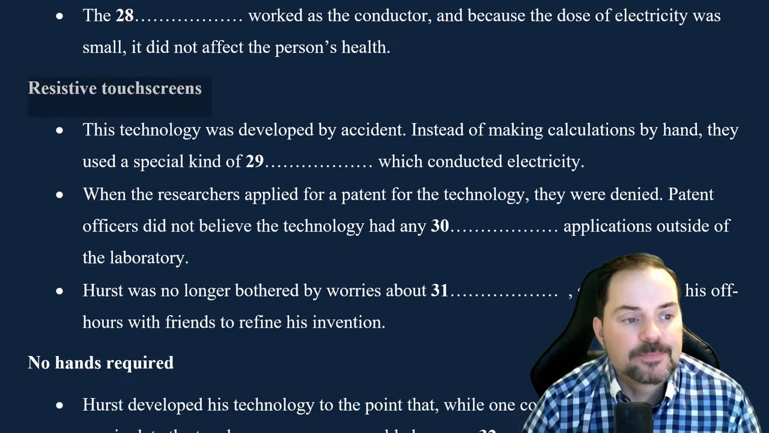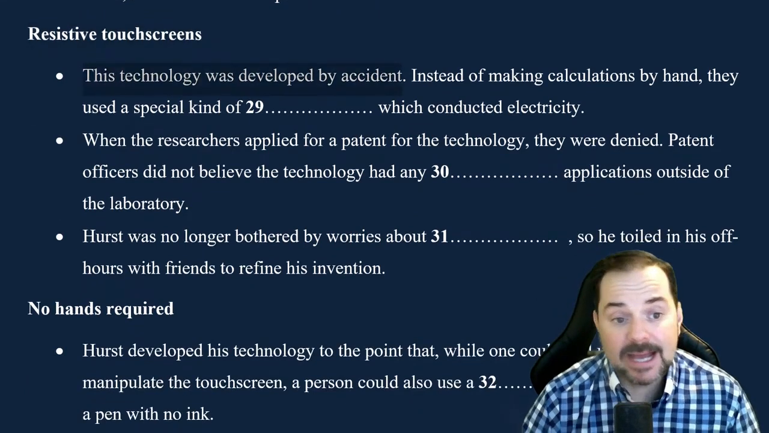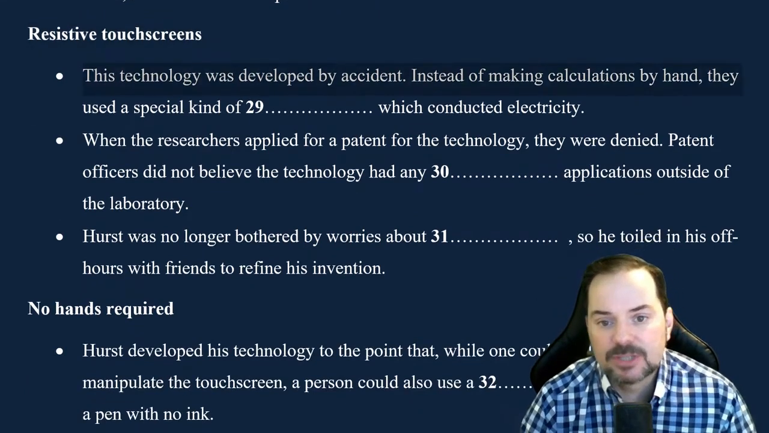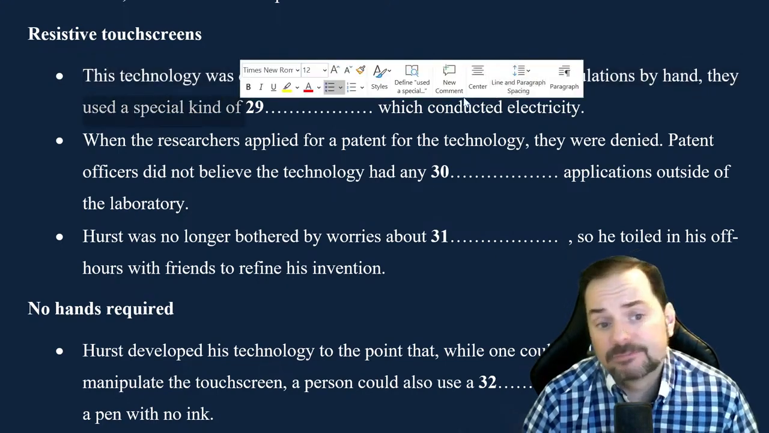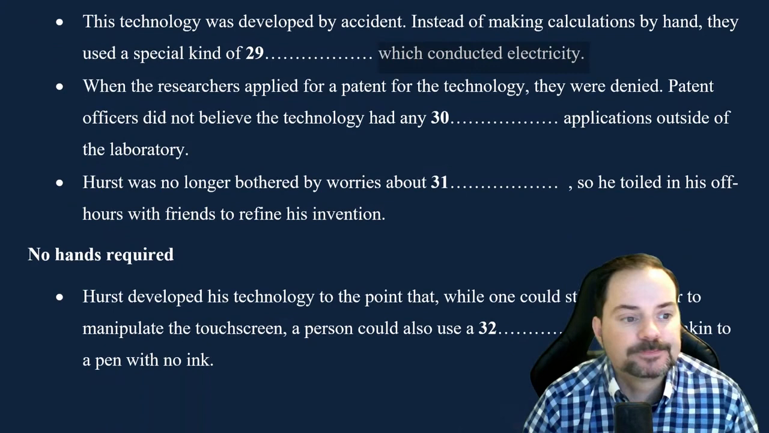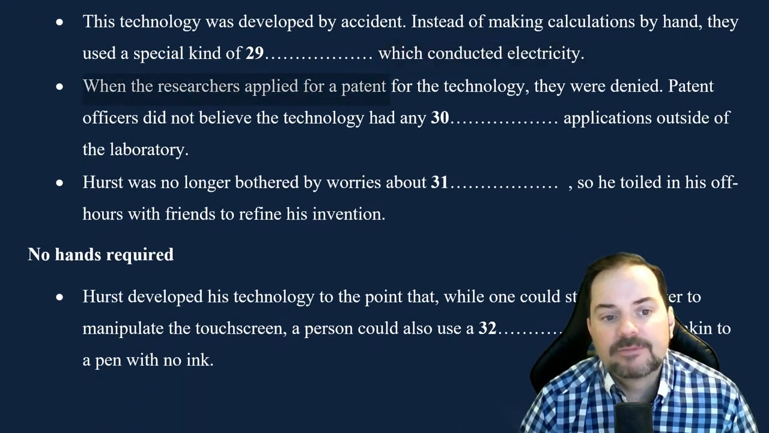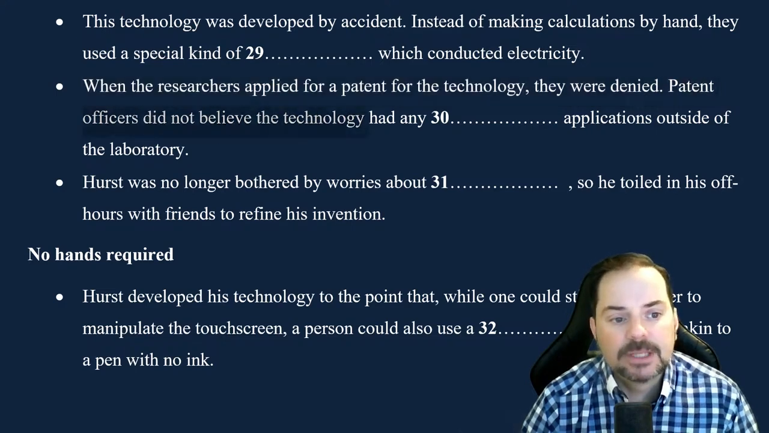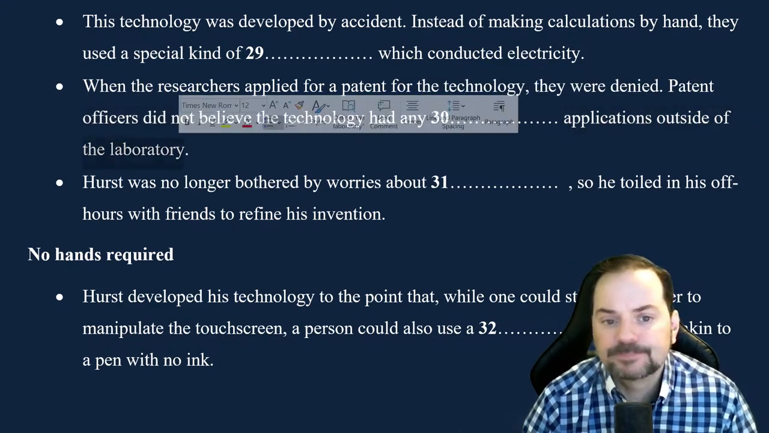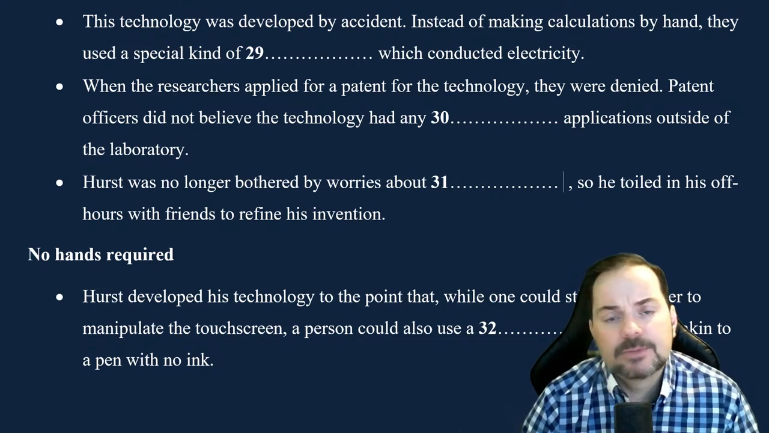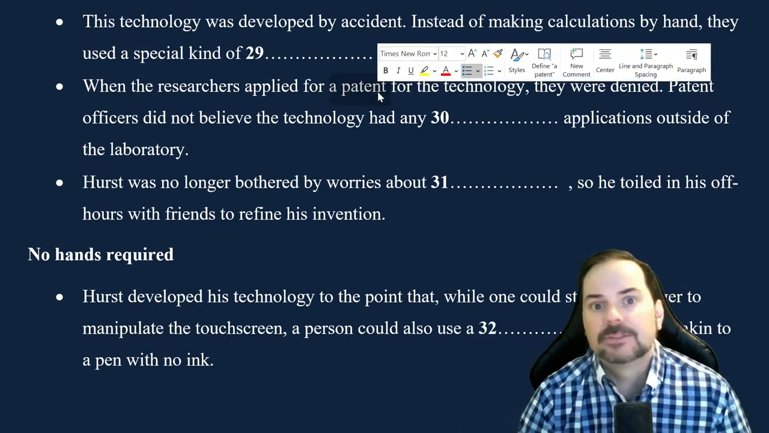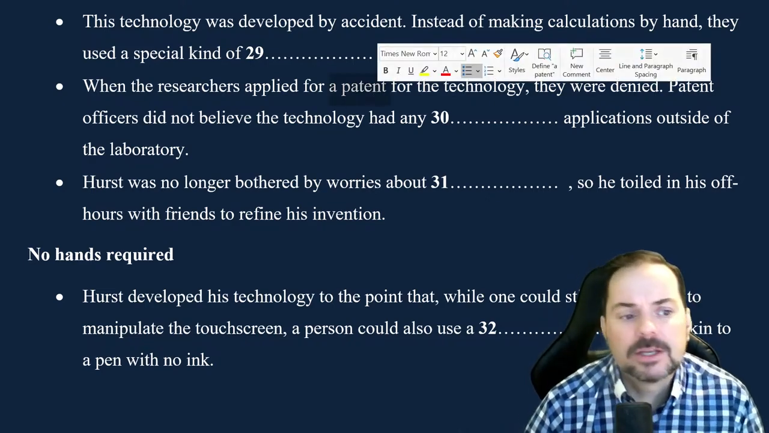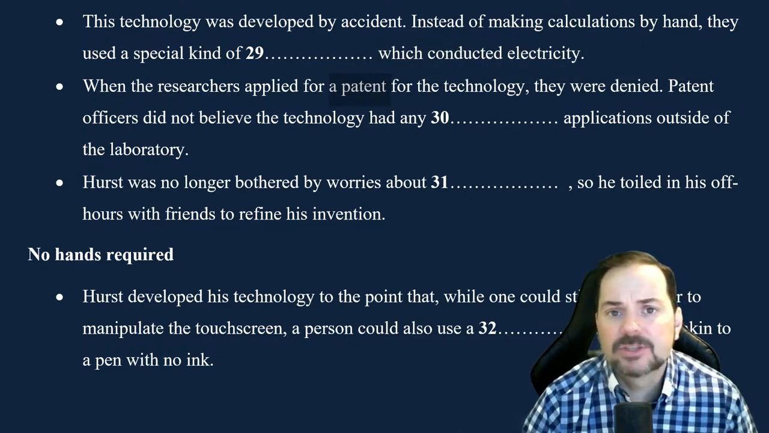Resistive touchscreens. This technology was developed by accident. Instead of making calculations by hand, they used a special kind of something which conducted electricity. When the researchers applied for a patent for the technology, they were denied. Patent officers did not believe the technology had something applications outside of the laboratory. Okay, now if you see some new words while you're reading the questions that are confusing, like patent, what's a patent? Don't worry about it. Okay, just keep going. So the idea here is not to answer the questions before you read.